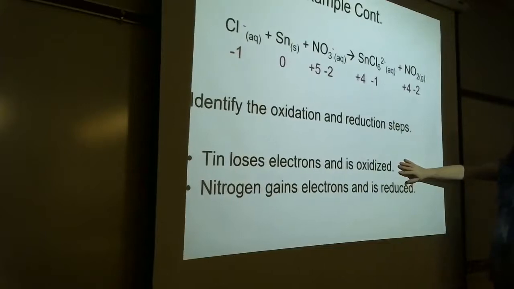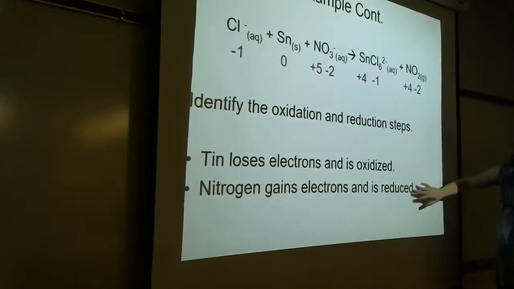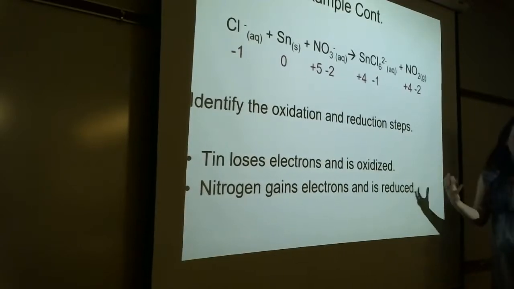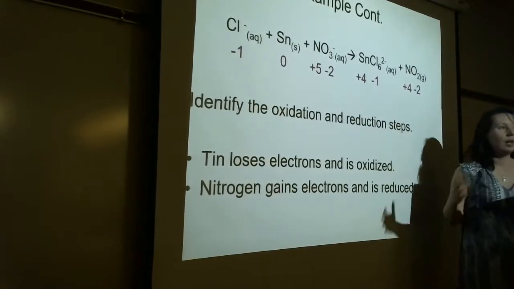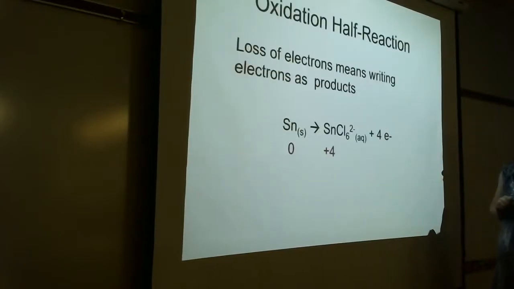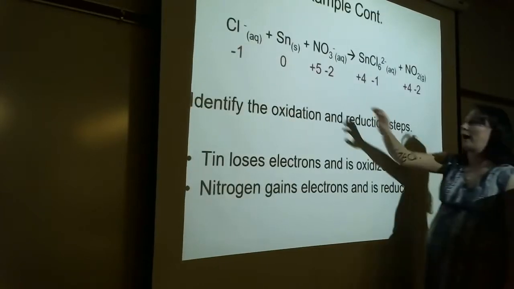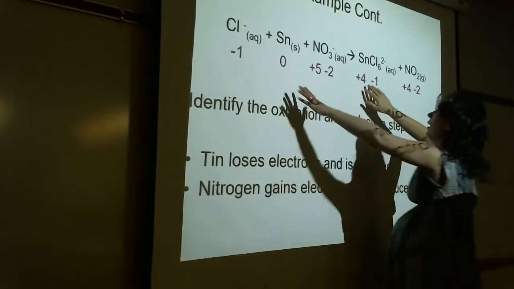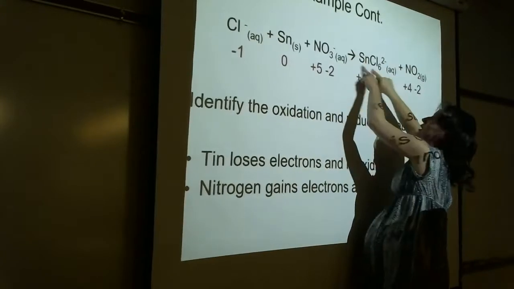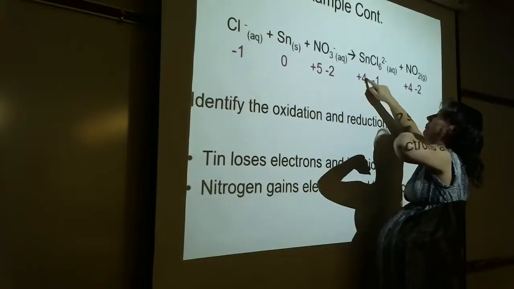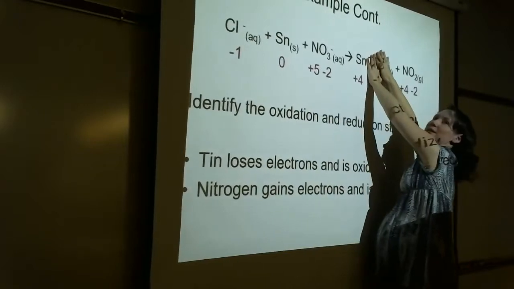So tin loses electrons, that's why it's oxidized. Nitrogen's gaining electrons, that's why it's reduced. So we're still going to break this up into half reactions, but now our half reactions are a lot more complicated, right? Now, here's the fun part. If I want to do something involving tin as a half reaction, I've got to include the whole thing that tin is a part of. Okay? I can't just say tin going to tin and just ignore the rest of this complex ion.